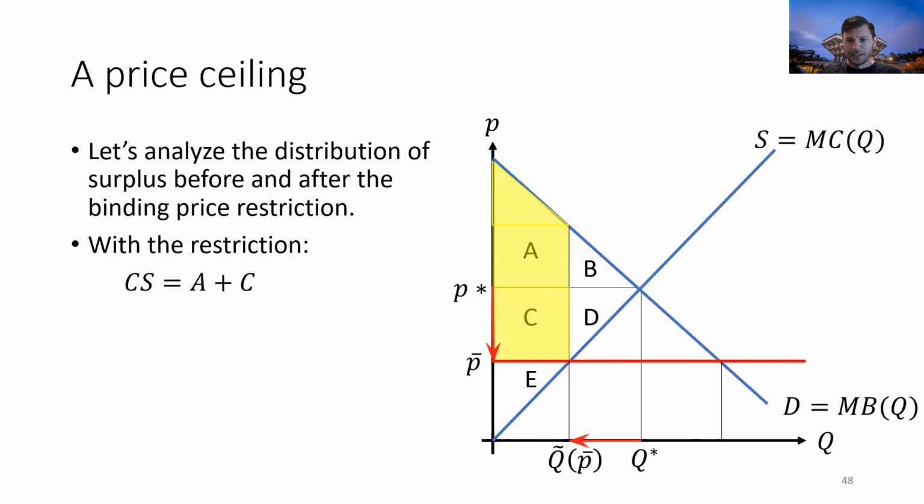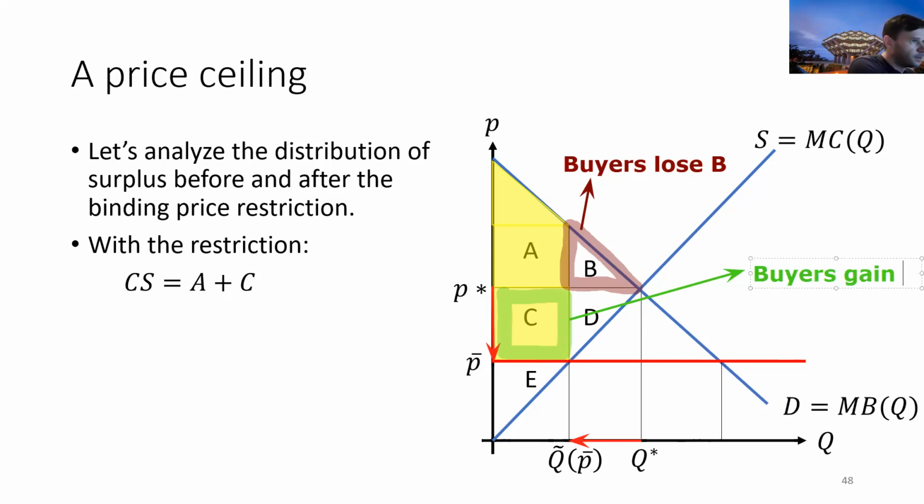Okay, so notice here, it looks like the buyers lost something. Is that right? Buyers lost what? Yeah, buyers lost B. Okay, so we'll make a note of that. The buyers lost B. But it looks like the buyers are maybe okay with that because, at the same time, they gained what? Yeah, they're gaining C. That's right. Buyers gained C. And we can see here, assuming things are drawn to scale, that C is bigger than B. Meaning the buyers, are they better off or worse off? Yeah, they're better off. Absolutely.